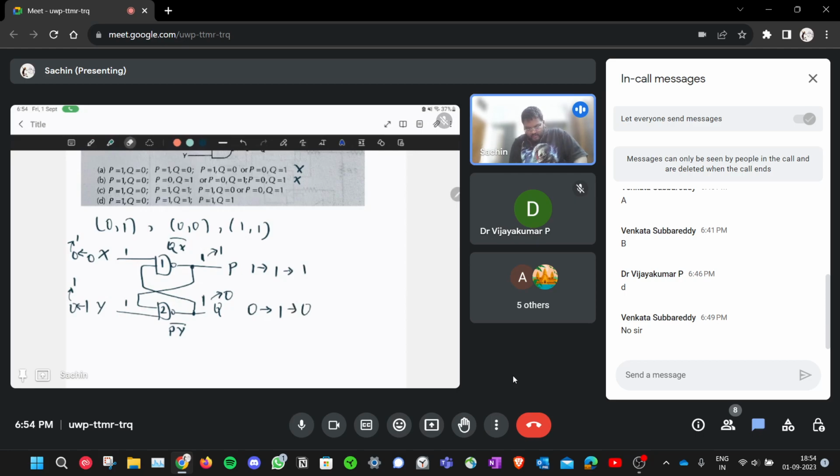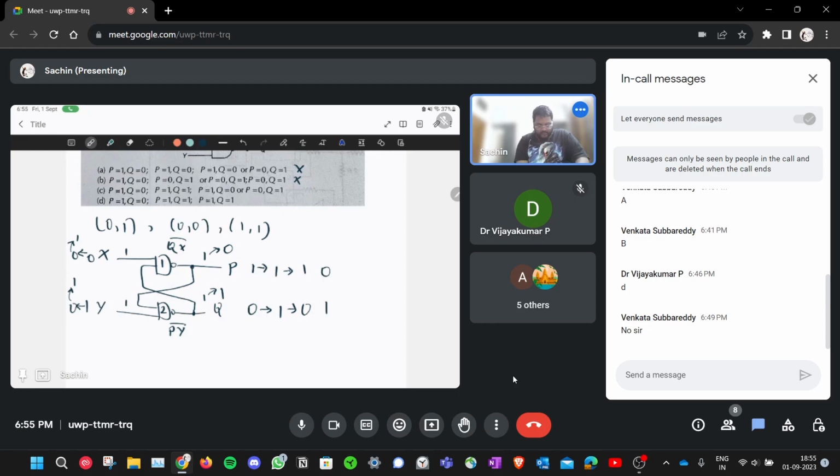Let's say gate number 1 is faster instead of gate number 2. Then what will happen? Gate number 1 will give you an output of 1 and 1 complement. So this will go to 0. And gate number 2 will react slower, so the P output has already changed to 0. Q is Py complement, which is 0 times 1 complement, which is 1. So it will stay at 1. So it will be 0, 1.